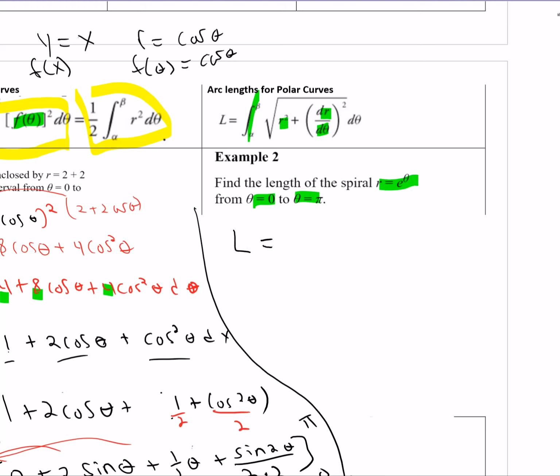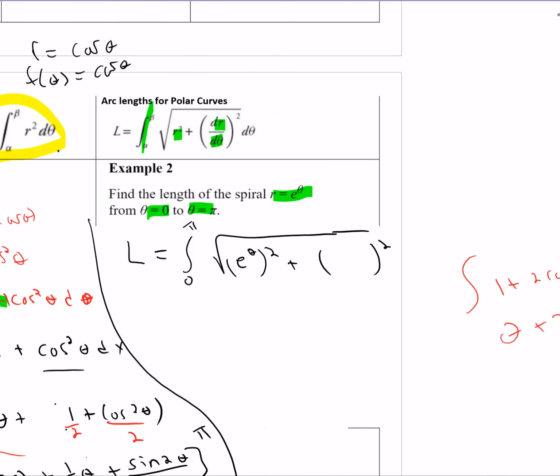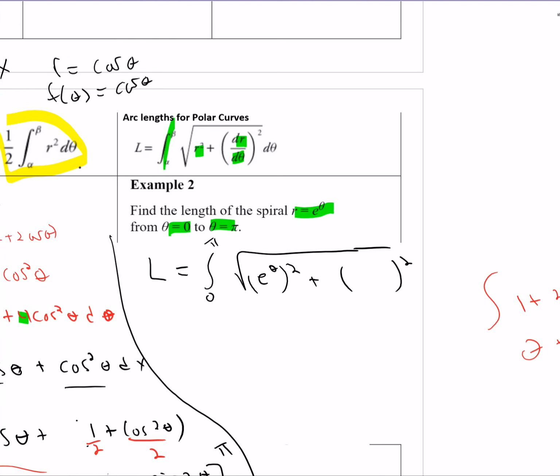The arc length is going to equal the integral from 0 to pi of the square root of r squared. R is e to the theta, so we're going to do e to the theta squared, plus we need dr d theta to put it in there. So let's do dr d theta over here. If we take the derivative of r, we're going to get e to the theta, right? It's itself. So that's nice. So we can just put e to the theta there.